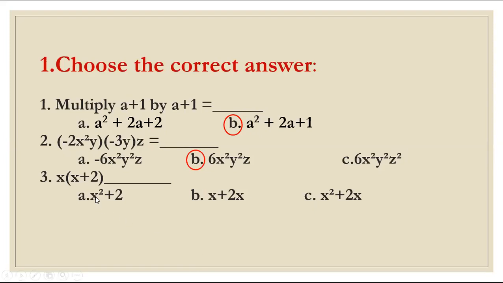What about question number 3? Now give me the answer of question number 3. Sheroz is saying C, Ali is saying C, Suhaib is saying B, Hania is saying C. Let's see. Very good. Option C is correct. Umar, Jay Kumar, look at this expression. X into X is X square plus X into 2 is 2X. Umar, is this question clear or not?